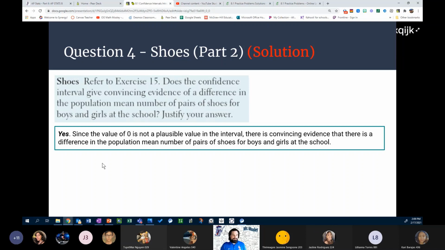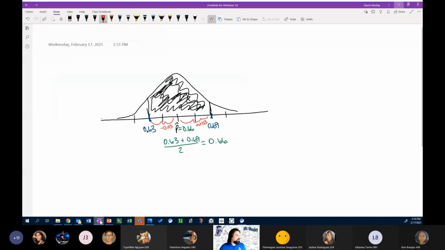You guys need any clarification or more explanation on why this is the answer? Yeah, absolutely. So if we're looking at our confidence interval, let me go back to my OneNote here.